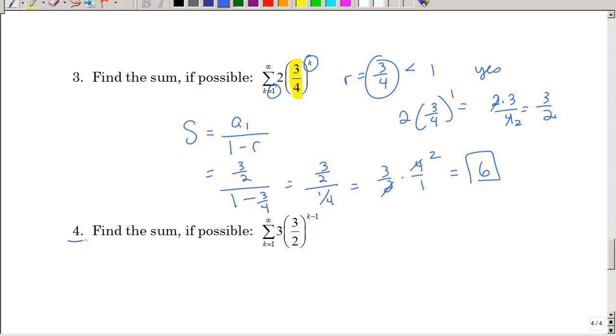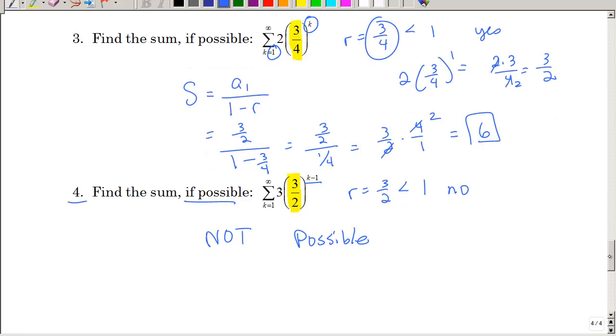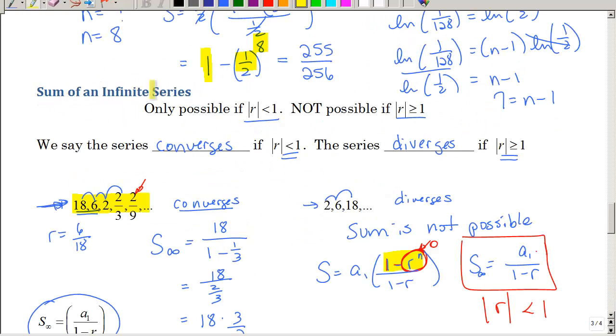What about number 4? Well, what's r? Again, whatever's raised to the power, that's r. Is that less than 1? No. So this is not possible. And that's what you would say, or you could say it diverges. So we can only find the sum of an infinite series if the absolute value of r is less than 1. Not possible if it's greater than or equal to 1.